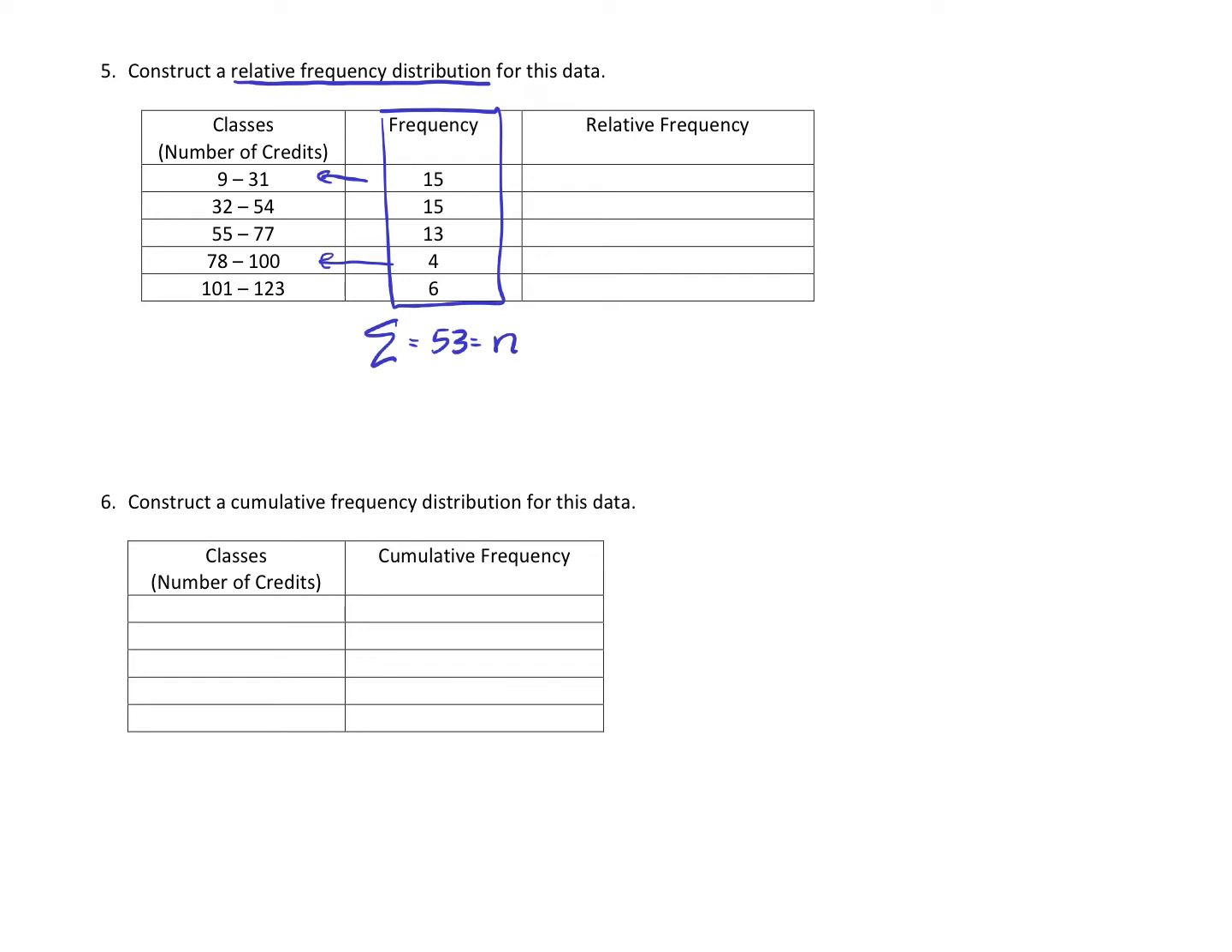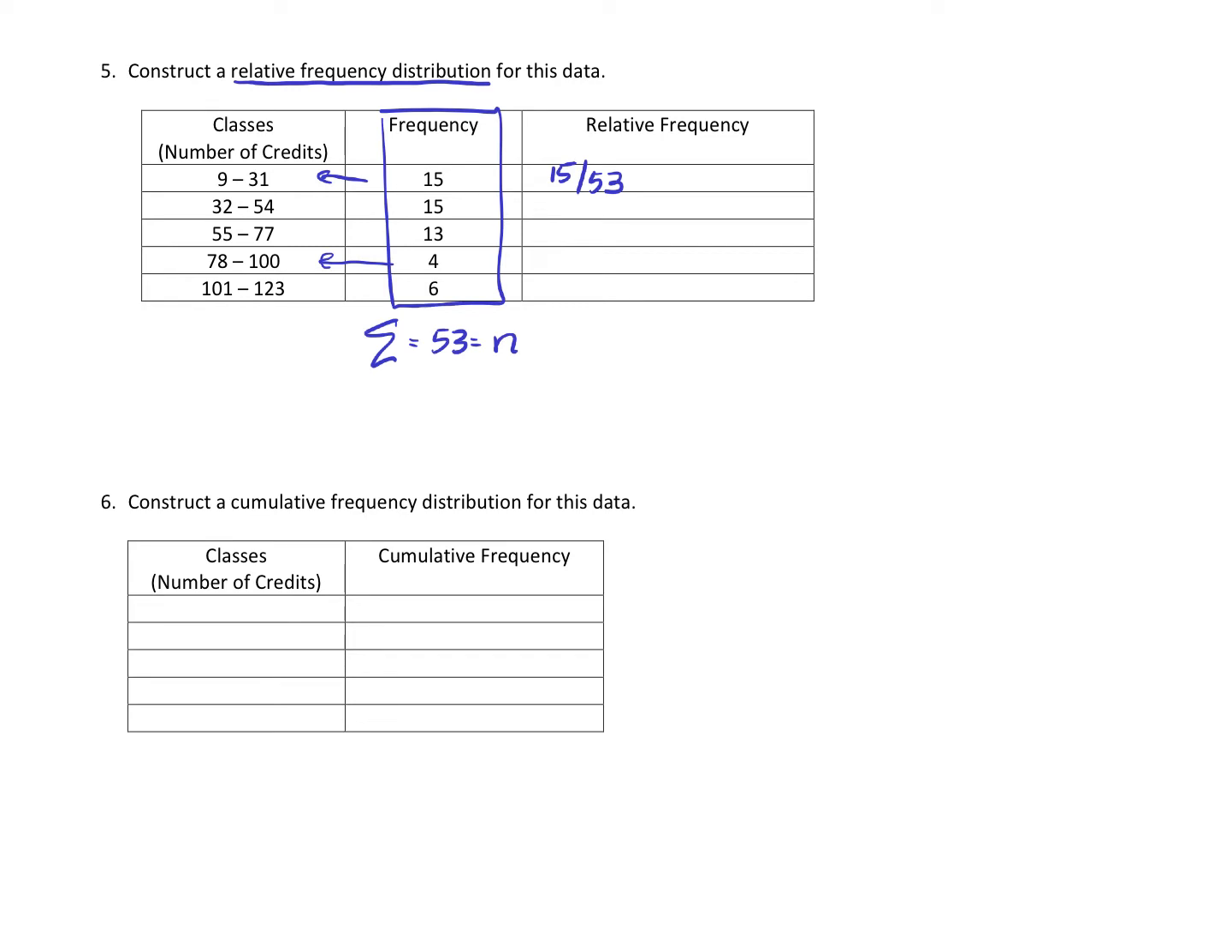So when we talk about relative frequency, it is the proportion of your data that falls into each class or each category. So what I'm looking for is what proportion of all the data that I collected falls between 9 and 31 credit hours. Well, a proportion is just some part out of some whole. So the part is there were 15 data values out of 53 that were between 9 and 31 credit hours. So we call that ratio or that proportion a relative frequency.